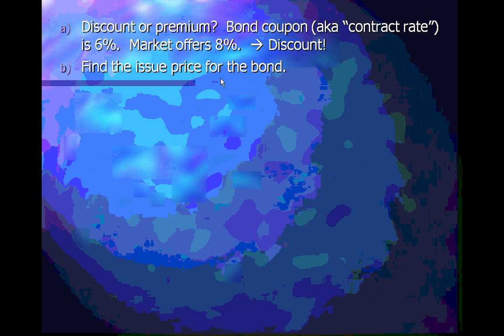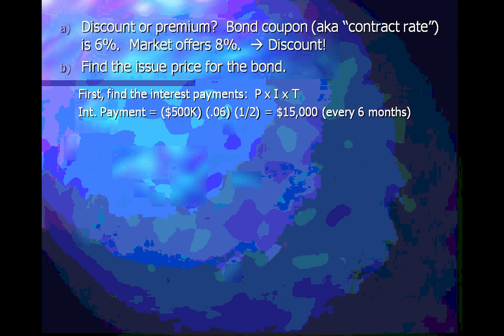Find the issue price. This is probably one of the most significant parts of the upcoming exam. You need to be able to do this. So first off, find the actual interest payments to the bondholder. Principal times interest times time. $500,000 times 6%. Remember, that's what it said on the bond, not the market rate. 6% times half a year. So half times this times 3, you get $15,000 every 6 months. It did not say otherwise, so you assume every 6 months.